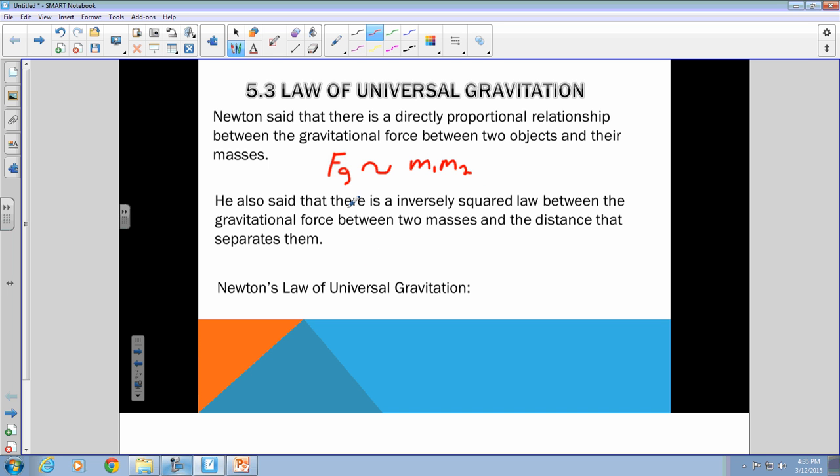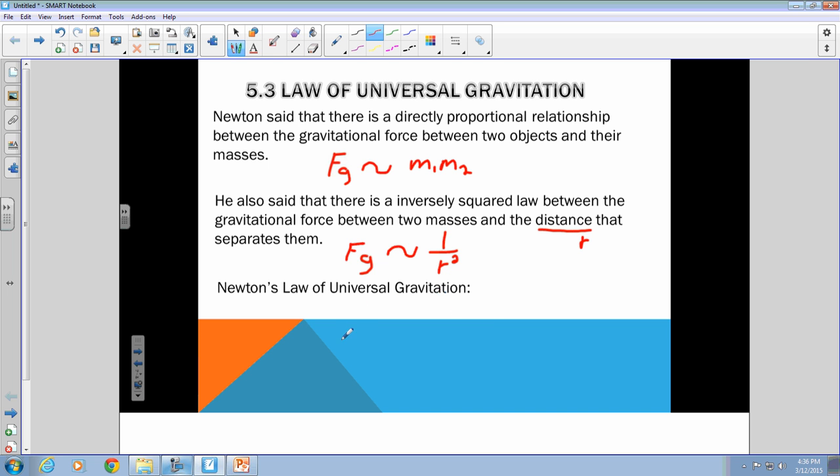He also said that there's an inversely squared relationship between the gravitational force, the force of gravity, and the distance that separates the two masses. There's some proportionality between the distance that separates them, and it's an inversely squared proportionality, so 1 over r squared, where we call the distance that separates them r, for the radius that separates the two masses.